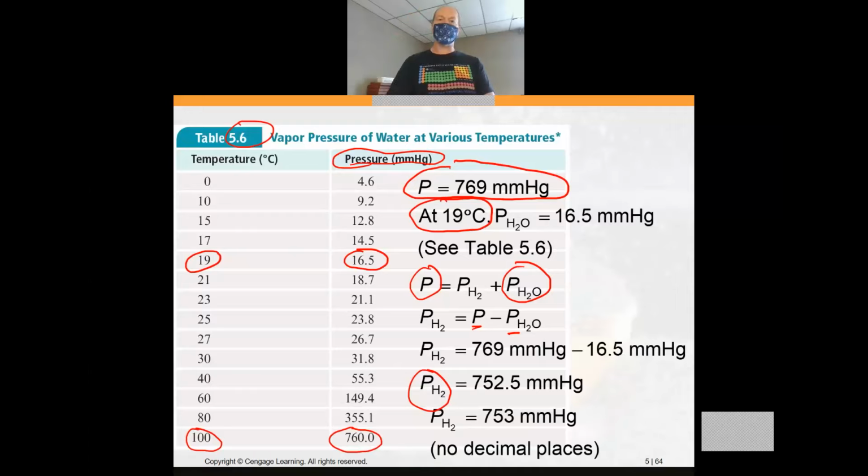So you will have to realize that when it says collected over water and you want the pressure of your gas, they're not giving you the pressure of your gas, they're giving you the pressure total. You have to subtract the pressure of water. To get the pressure of your gas, you take the pressure total, the given pressure, and subtract the pressure of water.